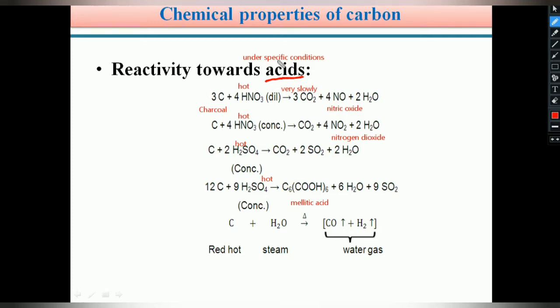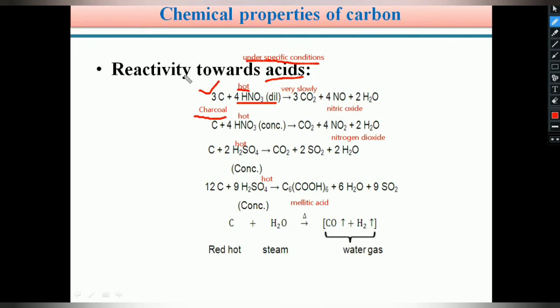Under specific conditions only, carbon reacts with acids. For example, if carbon is treated with hot dilute HNO3, where hot means the reaction is performed at high temperature. Normal dilute HNO3 or cold dilute HNO3 does not react with carbon. Hot dilute HNO3 reacts with carbon, and the carbon should be in charcoal form.